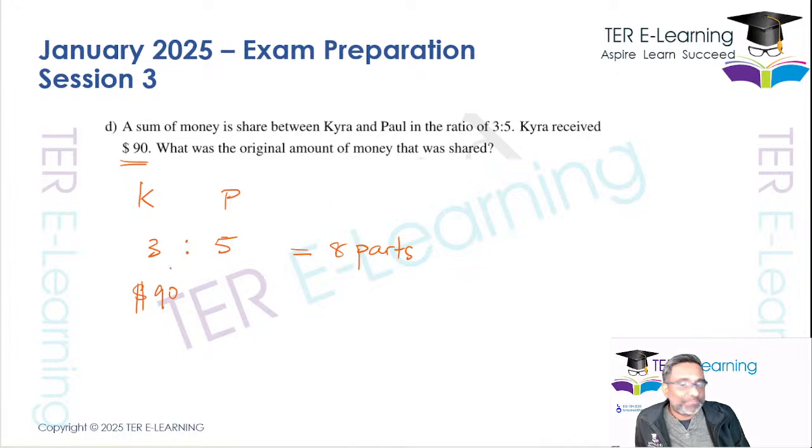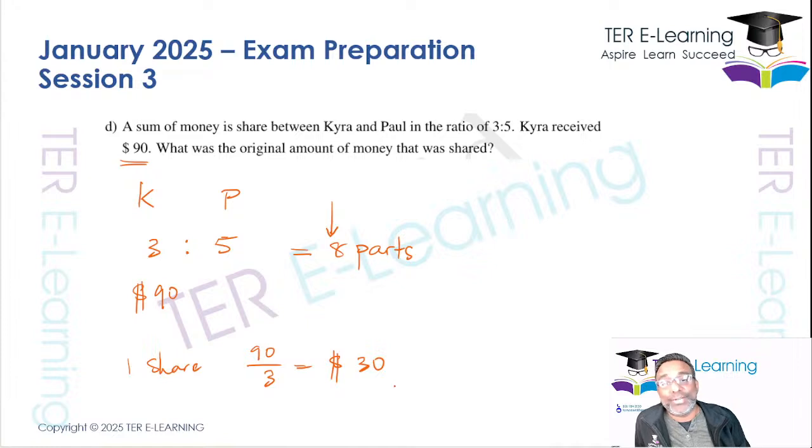Now the thing is, if her share is $90, we can figure out what is one share, right? One share is simply going to be $90 divided by 3. So one share is going to be $30. That's one share.